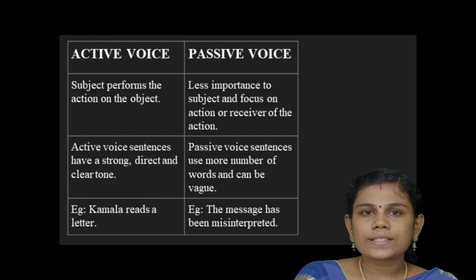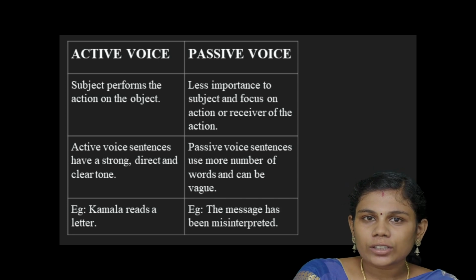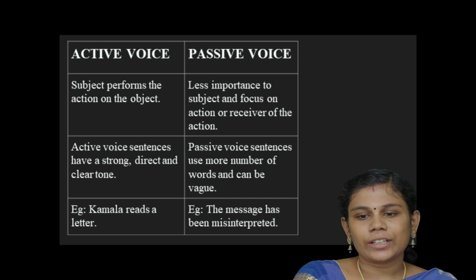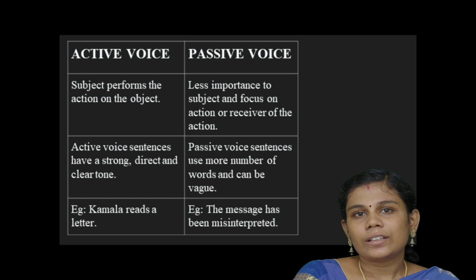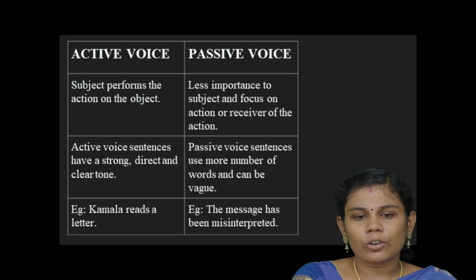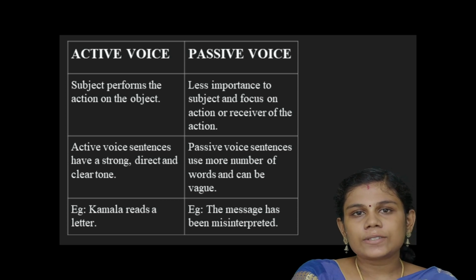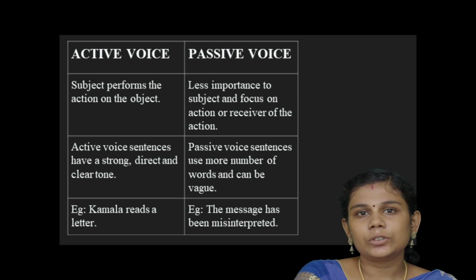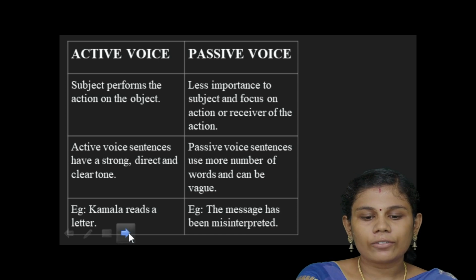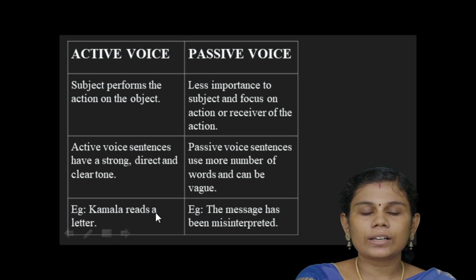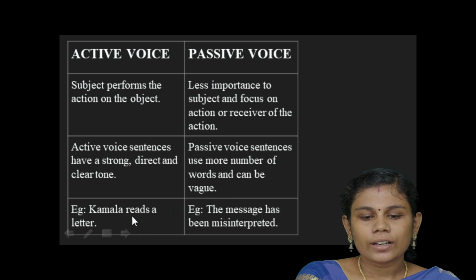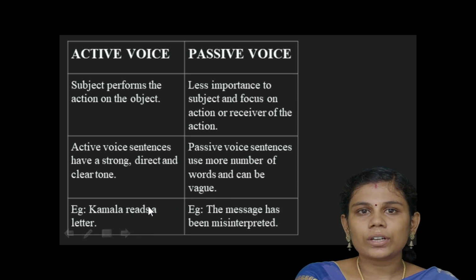In active voice, the subject is the doer of an action. In passive voice, the subject is a receiver of an object. Let's see. In active voice sentences, we can see the subject is a doer of an action. Here I have given you an example. Kamala reads a letter. Here Kamala is the subject. So in this sentence, the doer of the action is Kamala. So this sentence is in active voice.